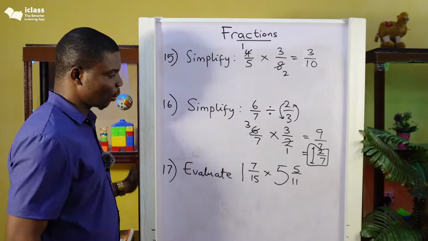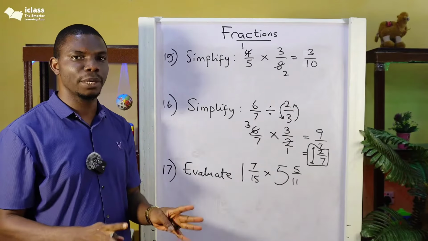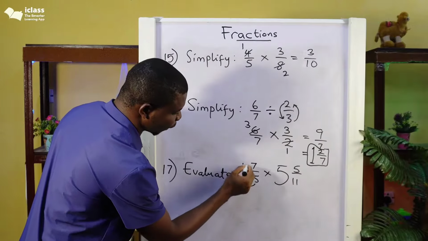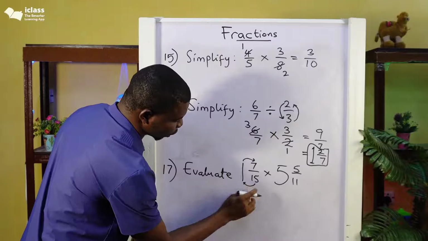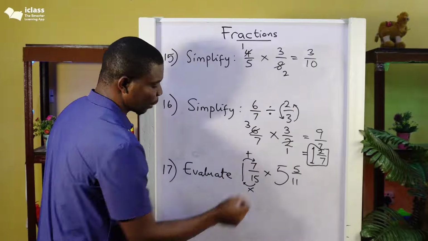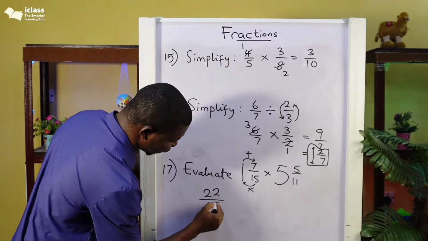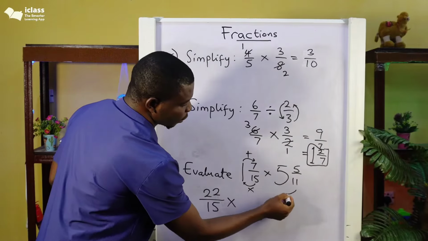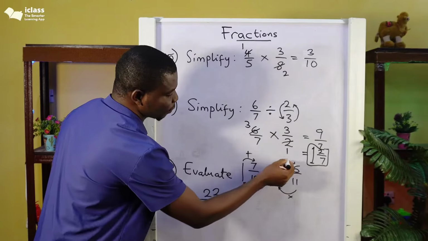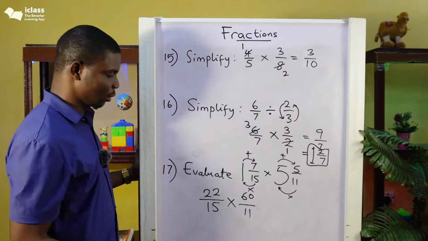And then finally, when you are multiplying mixed numbers, what do you do? You change the mixed number to an improper fraction. So first of all, we are going to change each of these mixed numbers to improper fractions. First, we'll multiply 15 times 1 is 15, plus 7 is 22. So we have 22 over 15 times 11 times 5 is 55, plus 5 is 60. 60 over 11. Very well.